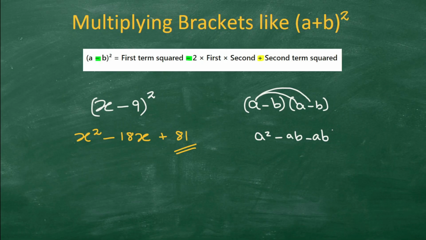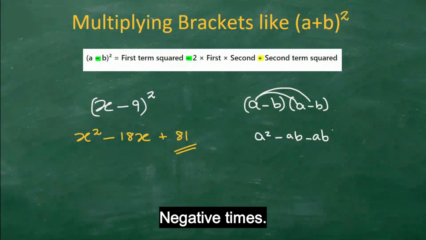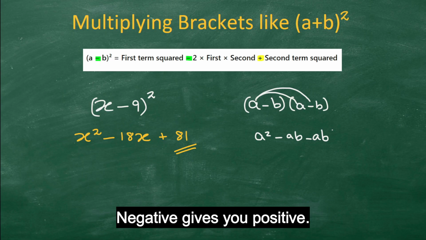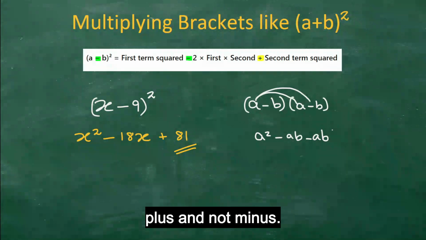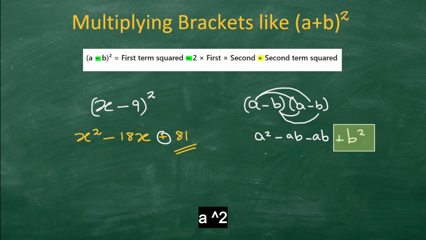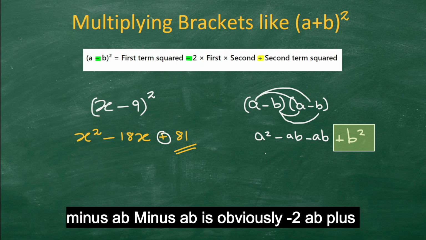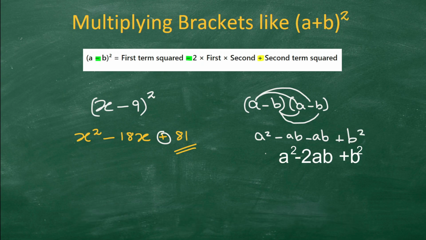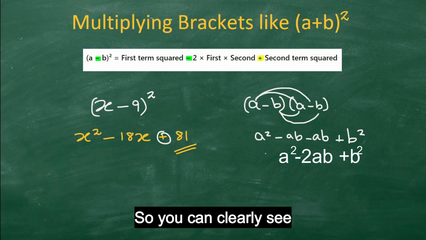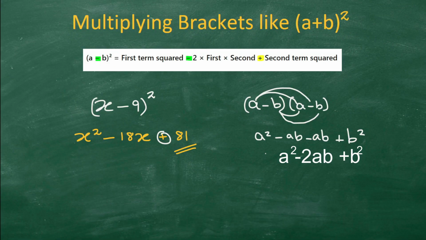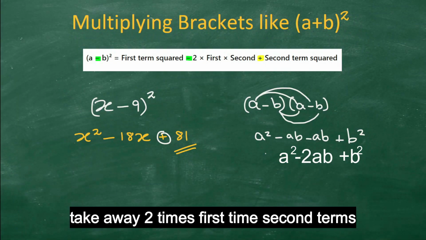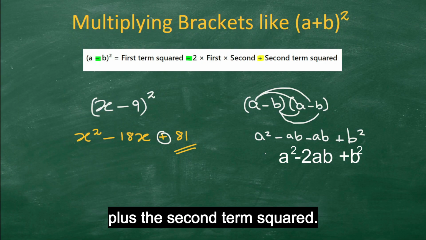That's this one. Then the last one, now look at this one. Negative times negative gives you positive. Now that is why this one here is plus and not minus. So we got a squared minus ab minus ab, which is minus 2ab, plus b squared. So you can clearly see why the formula here works. First term squared, take away 2 times first times second term, plus the second term squared.